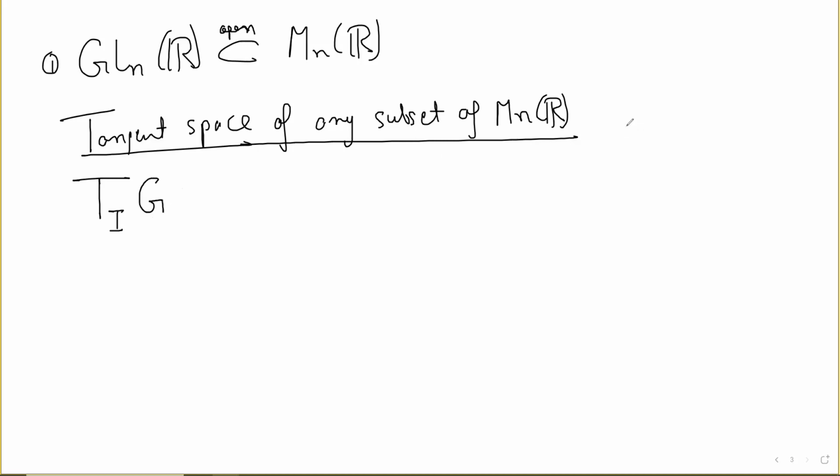So okay, so I'm taking G equal to M_n(R)? Right, tangent space. Right, a path in M_n(R).